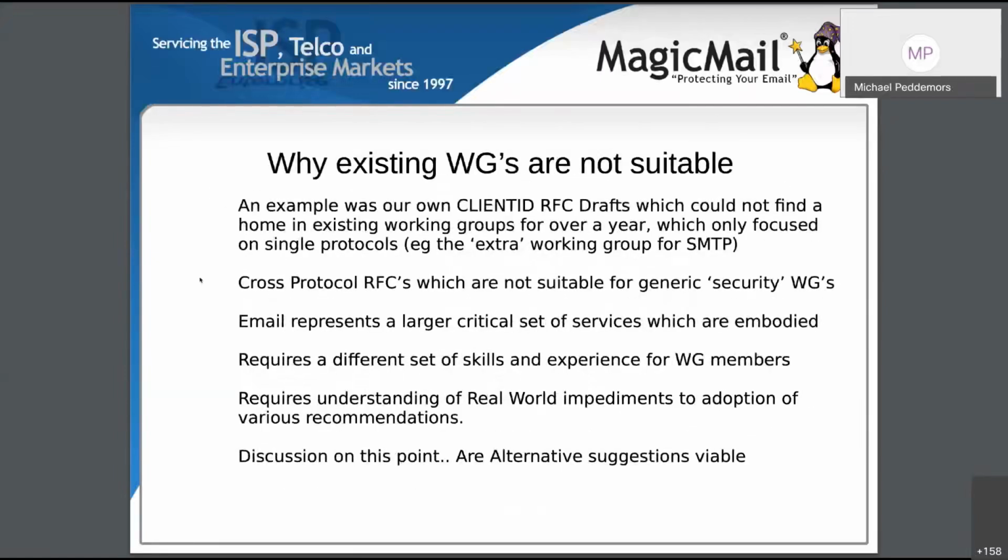Of course, one of the obvious questions: why aren't any of the existing working groups suitable for this? Well, a great example was our client ID RFC drafts. We filed these a couple of years ago, and we've been trying to find an existing working group. We spent an awful lot of time discussing it in various groups, whether it was extra, art. Some people thought maybe security might be suitable, because it didn't just cover SMTP. It didn't fit any of the groups that were handling IMAP.